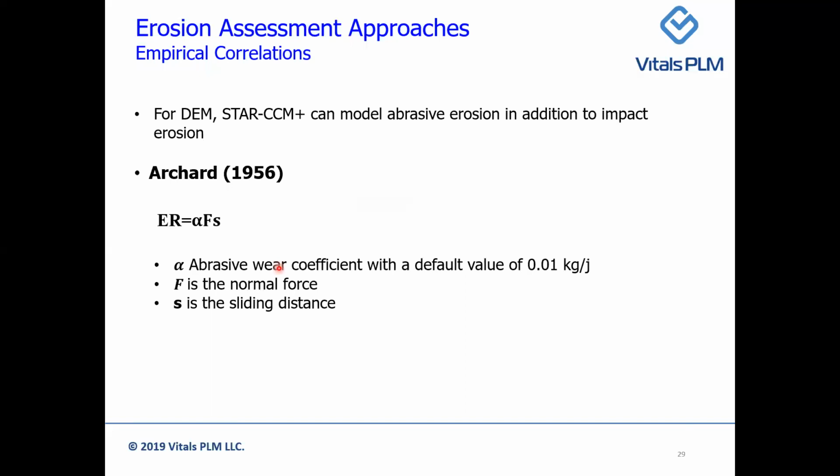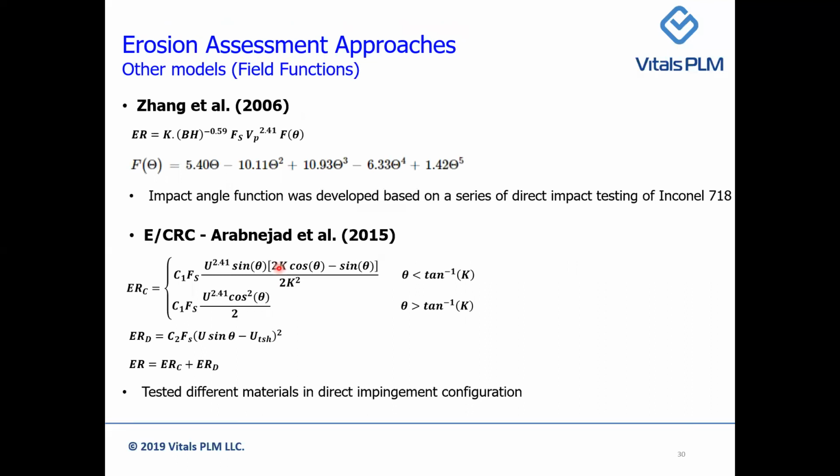And Achard correlation describes a mass loss due to abrasion where particles impact with very low angles. For discrete element method, STAR-CCM+ can model abrasion erosion in addition to impact erosion. And there are also other erosion models available in the literature which can be implemented as a field function in the software. For example, here we see Zhang model.